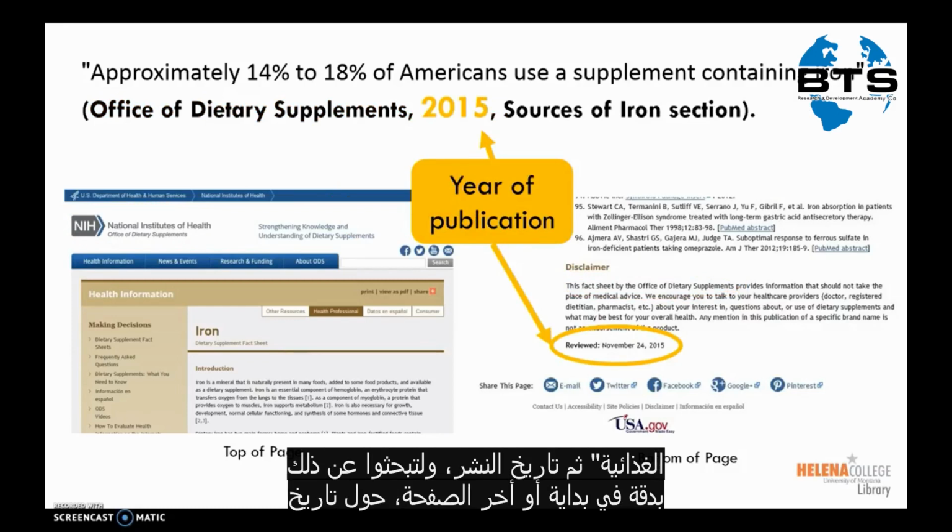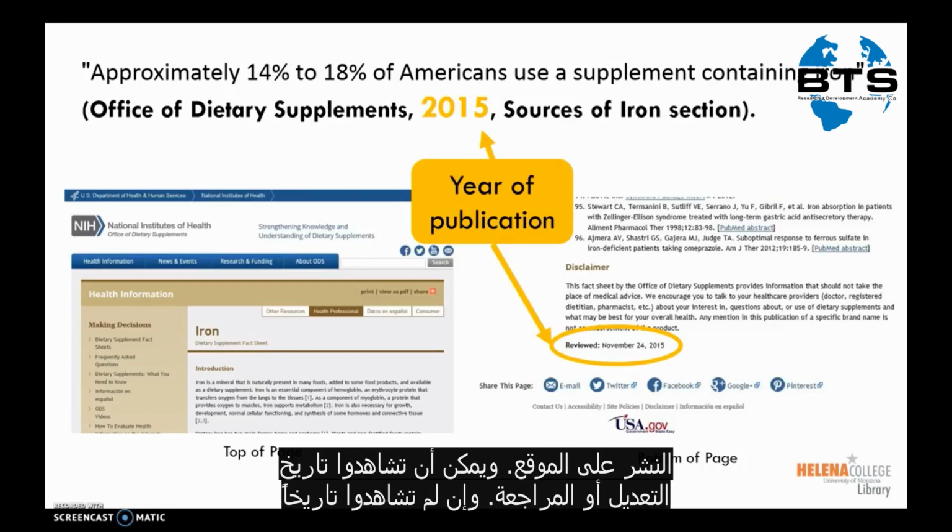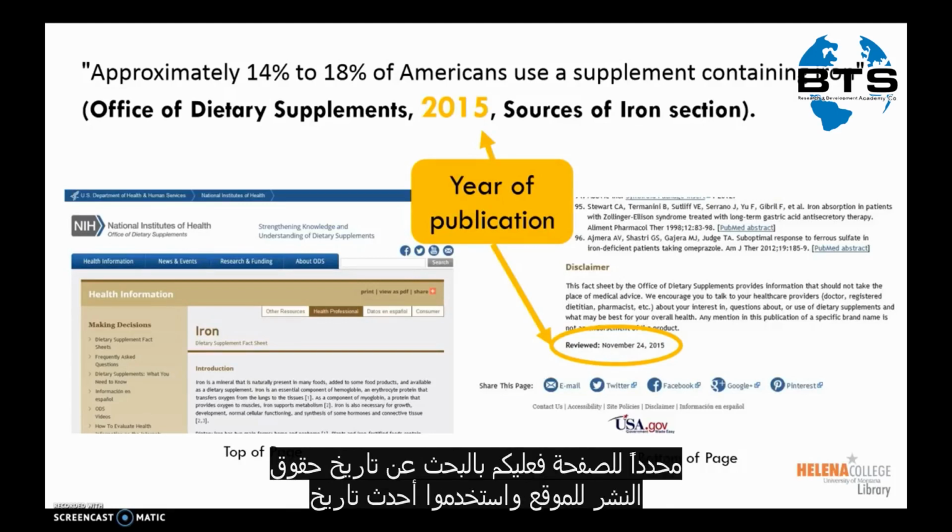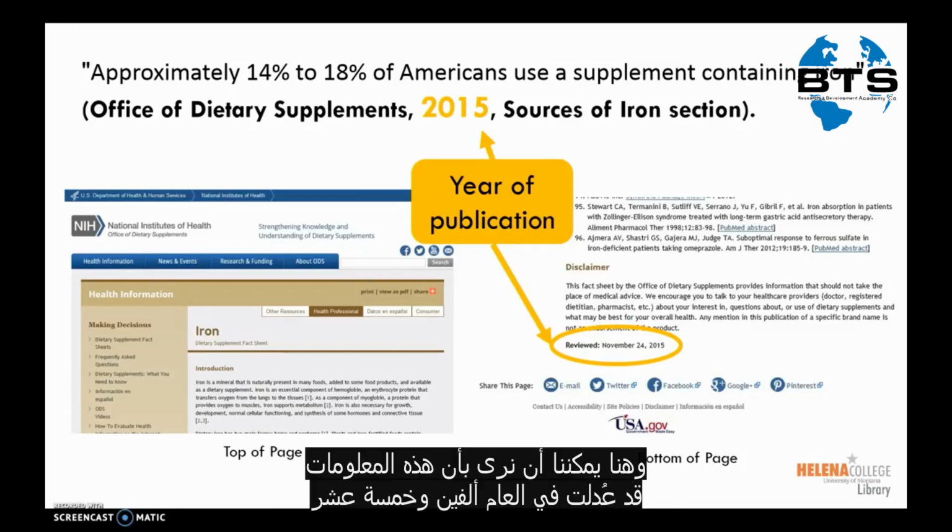Next is the publication year. Look carefully again at the beginning or end of the page for a date indicating when the information was published on the website. You may also find an update or review date. If you cannot find a date specific to the page, look for the website's copyright date and use the most recent. Here we can see this information was reviewed in 2015.